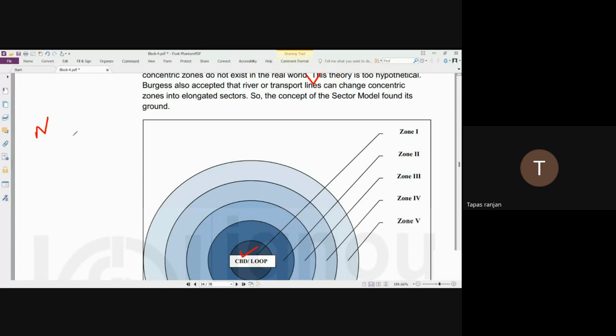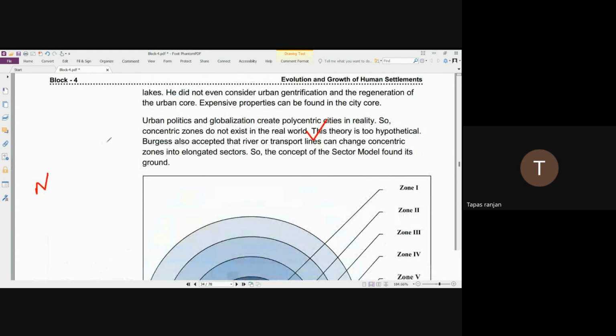In empirical studies, you find a bunch of data, a very large database. Then you work through that database so that you can develop a theory or a model. But here, Burgess did it differently. If you look into these concentric zones, what he observed in and around the Chicago region, he gave this model.